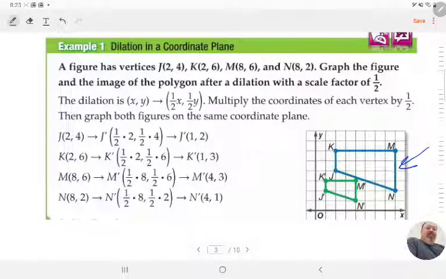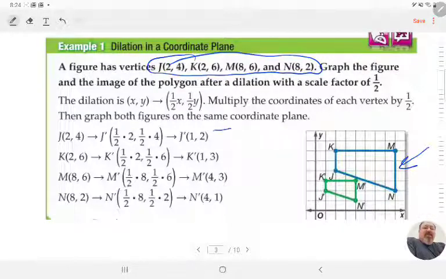So the first figure is JKMN in blue. Okay? So all we do is we just plug in what they give us. And that would tell us where that shape is. Then we take each one of those (x, y) points and multiply them by our scale factor. Now you will notice on the new image, it's still JKMN.